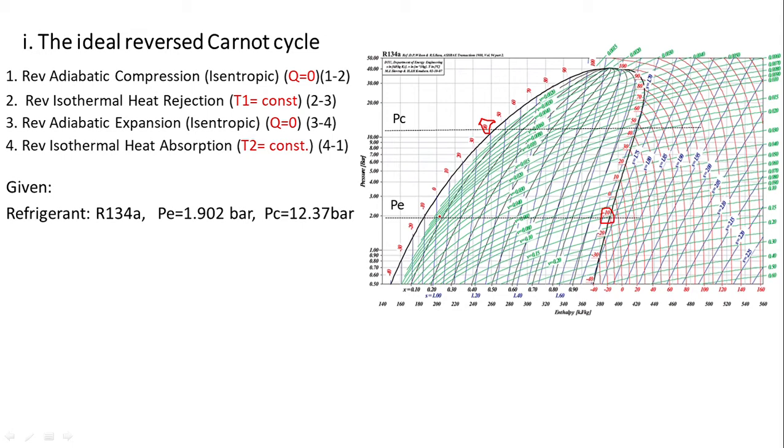So you know the condenser pressure and the evaporator pressure. You can find out the COP for the Carnot cycle. For the Carnot cycle, the two limits are required, that is condenser pressure and evaporator pressure, so you can find out those values. Okay, before that, if you draw the cycle on this chart, how will it look?